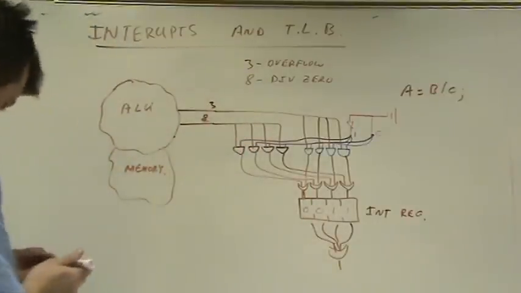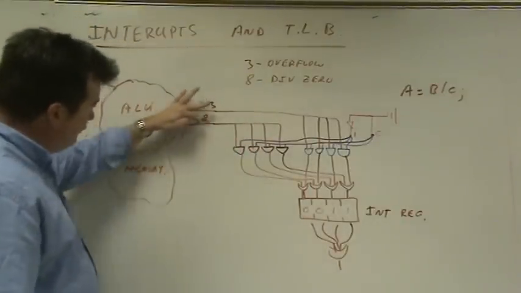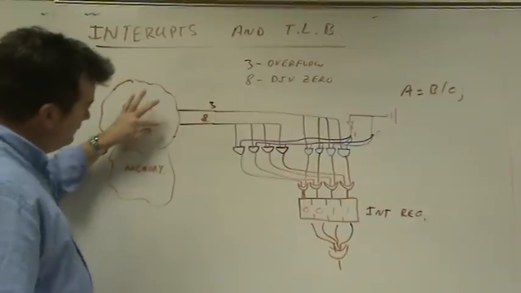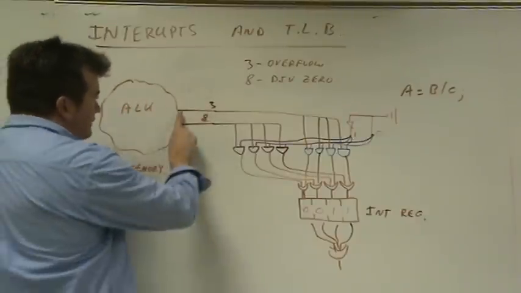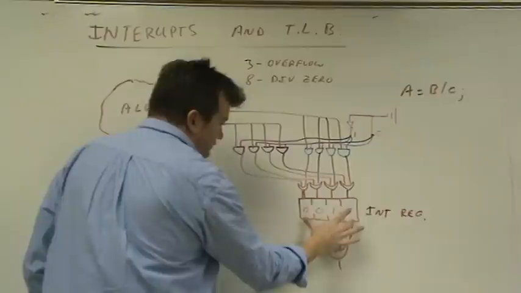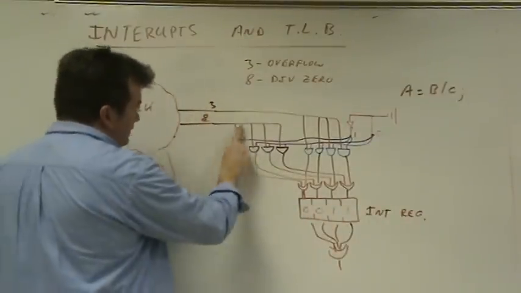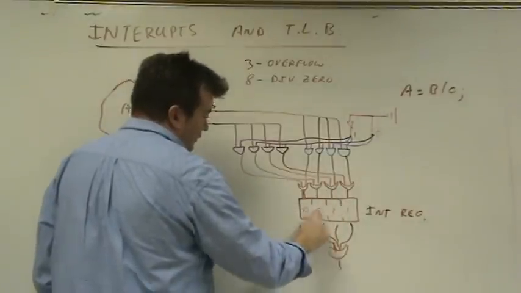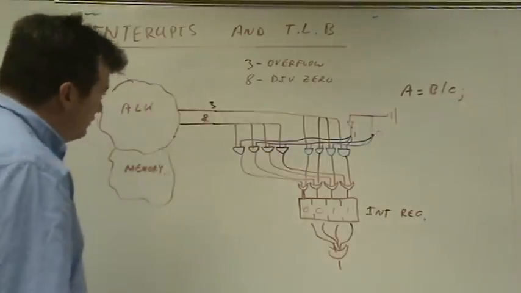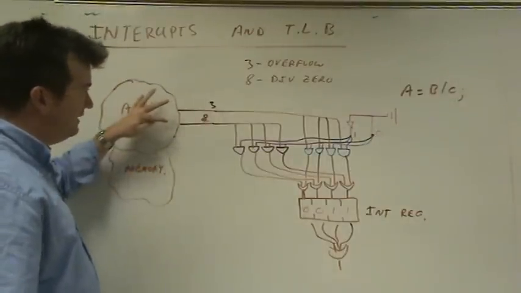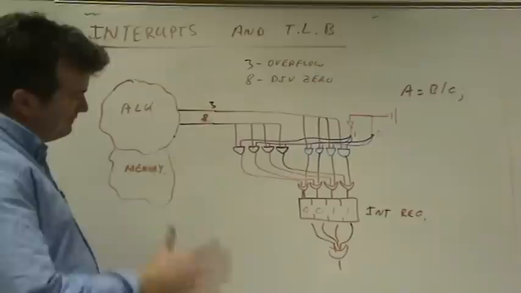So now, let's say the only two interrupts right now are the number 3 and 8. If this line turns on, this register will take on the value of 3, as soon as the electricity flows through. If this line turns on, this register will take on the value of 8. If for some reason both problems hit, divide by 0 and overflow at the same time, we got a really screwed up program.